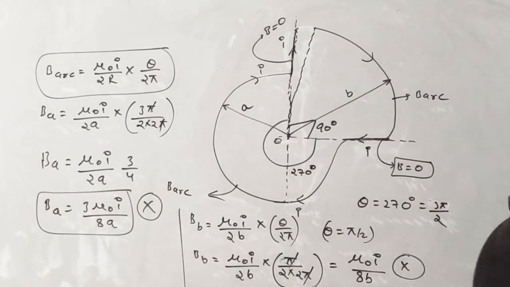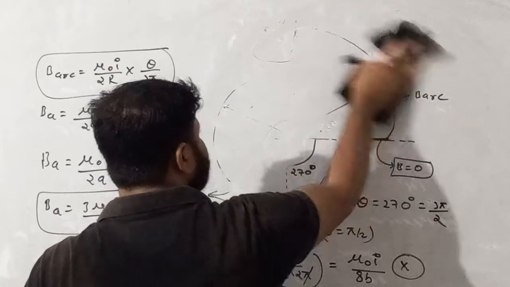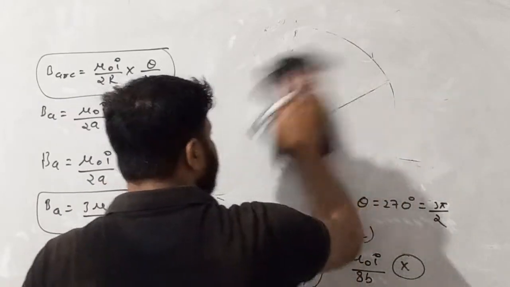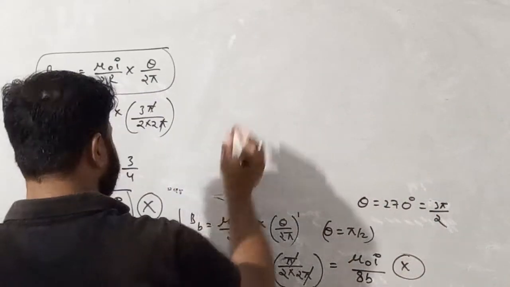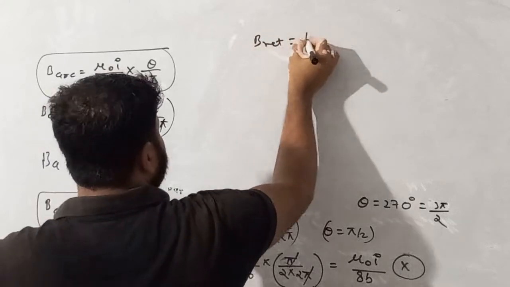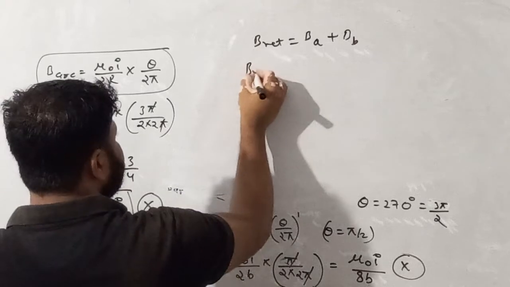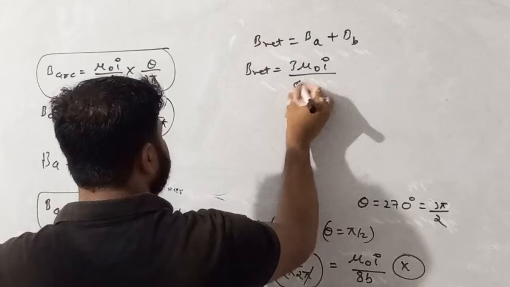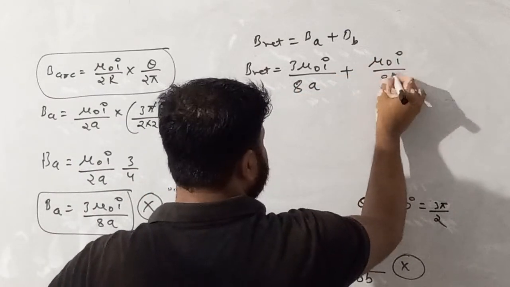Now we'll get the net magnetic field. We'll add both magnetic fields, because the magnetic field due to both structures at point O is inside. So B net is equal to the magnetic field due to A radius arc plus the magnetic field due to B radius arc. So B net becomes 3 mu naught I upon 8a plus mu naught I upon 8b.